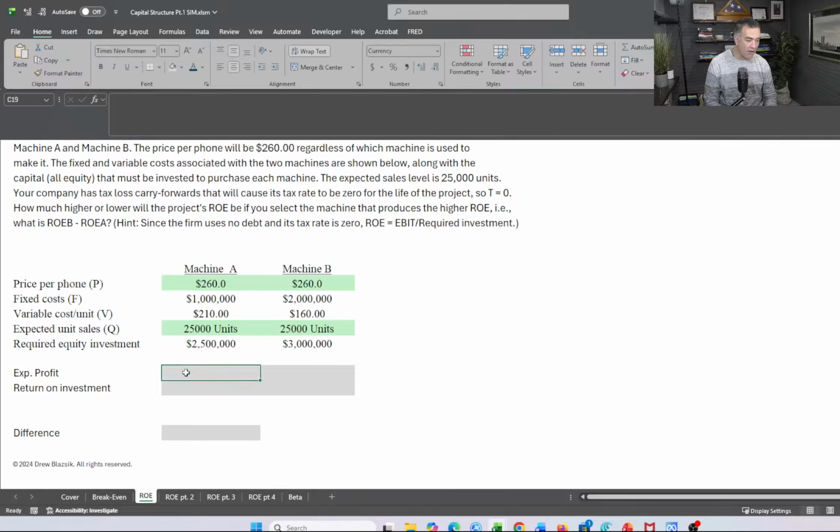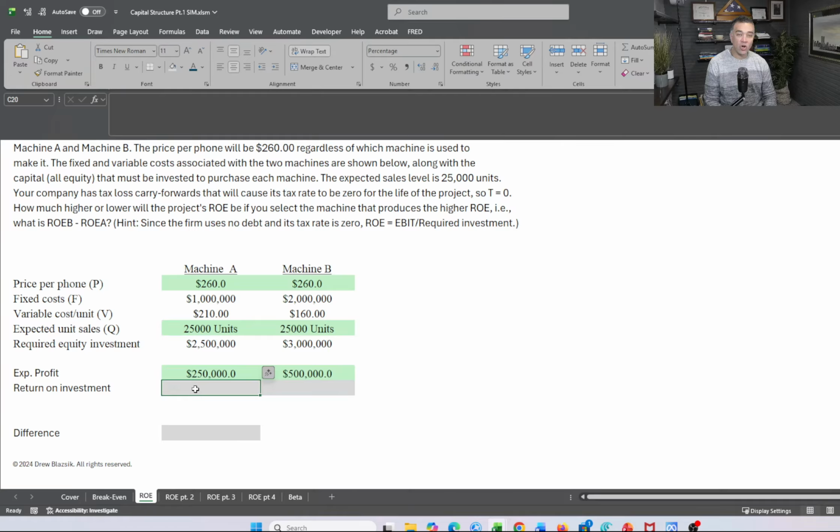All right, expected profit. So how do we calculate that? Well, expected profit will be, and I'm going to bracket this, the price per phone, that's the price per unit, minus the variable cost per unit. So that's what it costs per phone. And then I'm going to multiply that times the expected sales. If you think of it that way, that's contribution margin. I'm making $50 per phone. I multiply times quantity. However, I still have to subtract out the fixed cost. So that's my expected profit. I can just drag it to the right to get machine B.